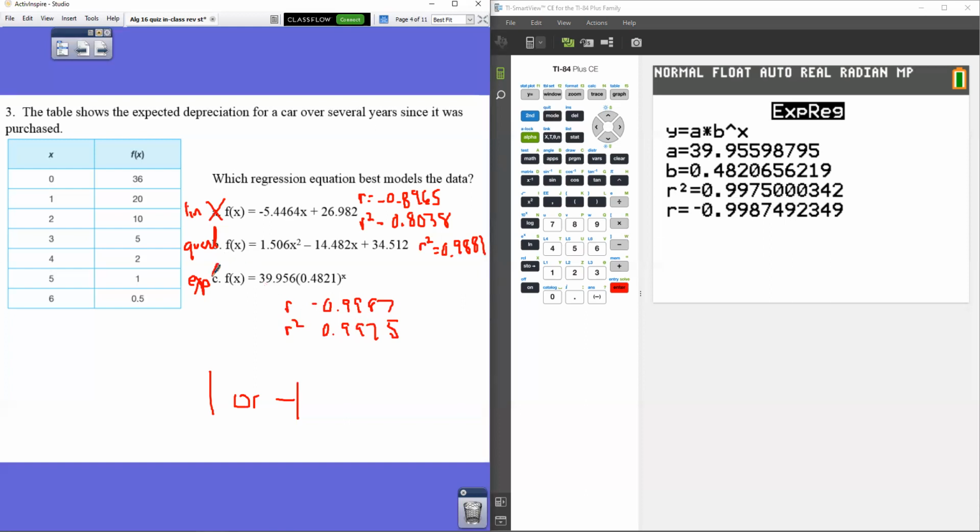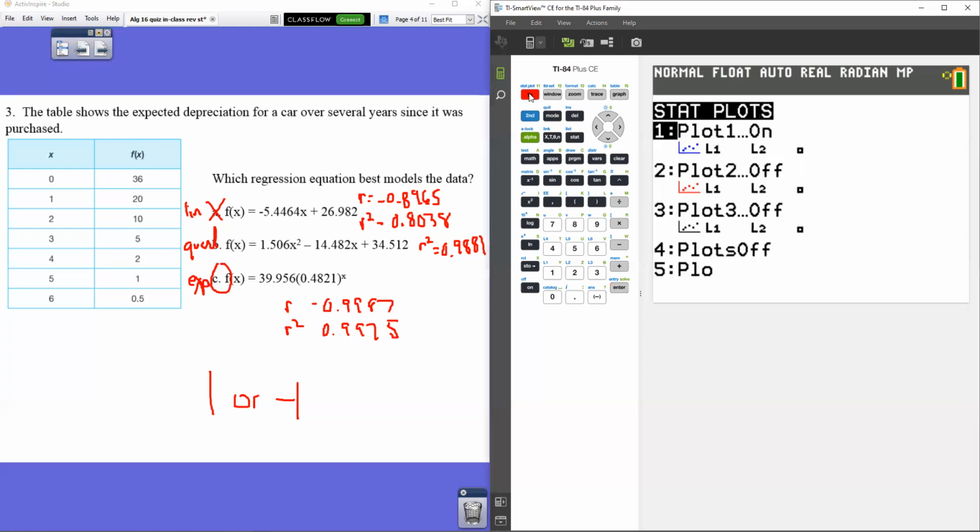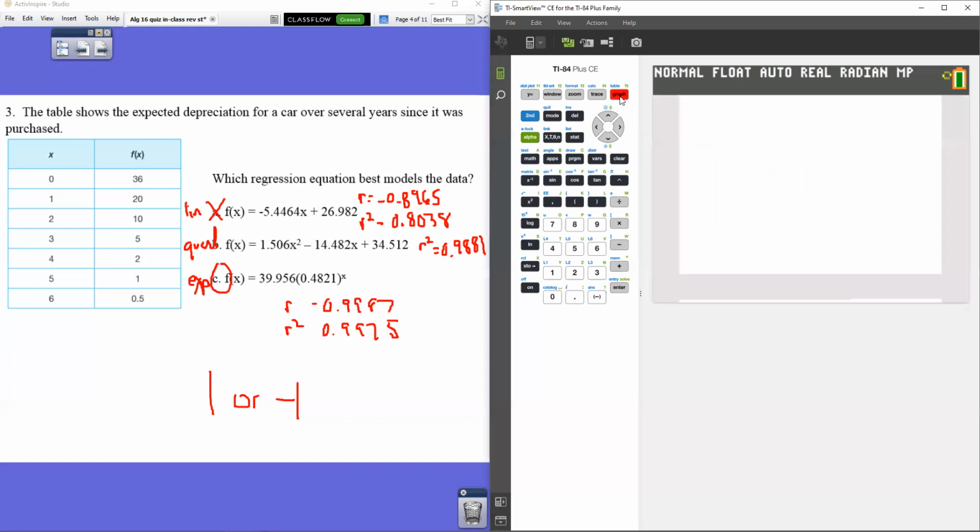That one is definitely closer, so it would be choice C. One of the hints to this is that you might want to graph that data. If you want to graph a scatter plot, remember you have to go to 2nd, stat plot. You need to turn your stat plot on. When you turn your stat plot on and hit graph, then you'll see the data.